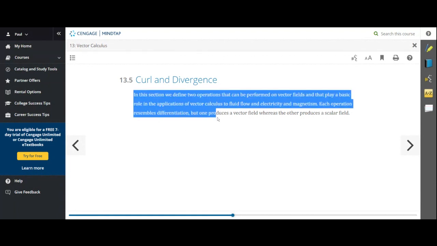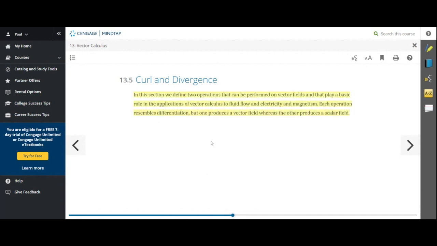So we're going to naturally cover just a little bit of it tonight, but in this section, they define two operations that can be performed on vector fields that play a basic role in the applications of vector calculus to fluid flow and electricity and magnetism. Okay, so vector calculus is used as an application for fluid flow and electricity and magnetism. Okay, and so there's a lot of interesting things in section 13.5.